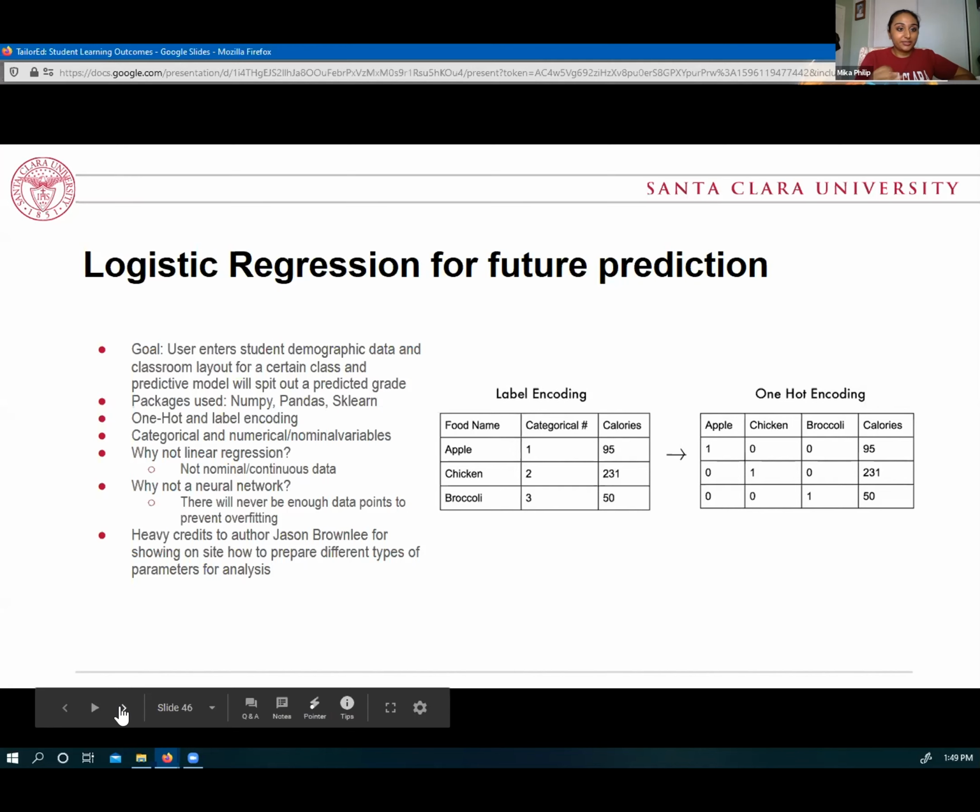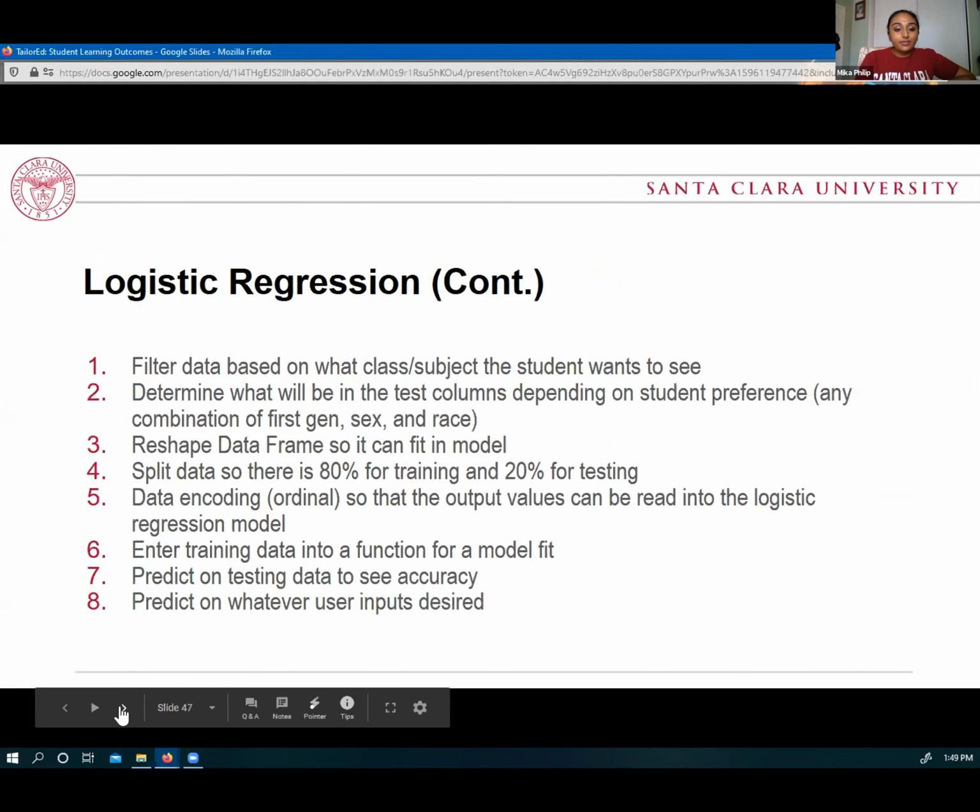I also wanted to make a brief thank you to Jason Brownlee. I checked his website and he had a great way to show how to deal with that kind of mix of data. Next slide. I will briefly say the steps. Basically, you edit the data to fit the model, because in its raw state, the model is not going to know how to handle it.